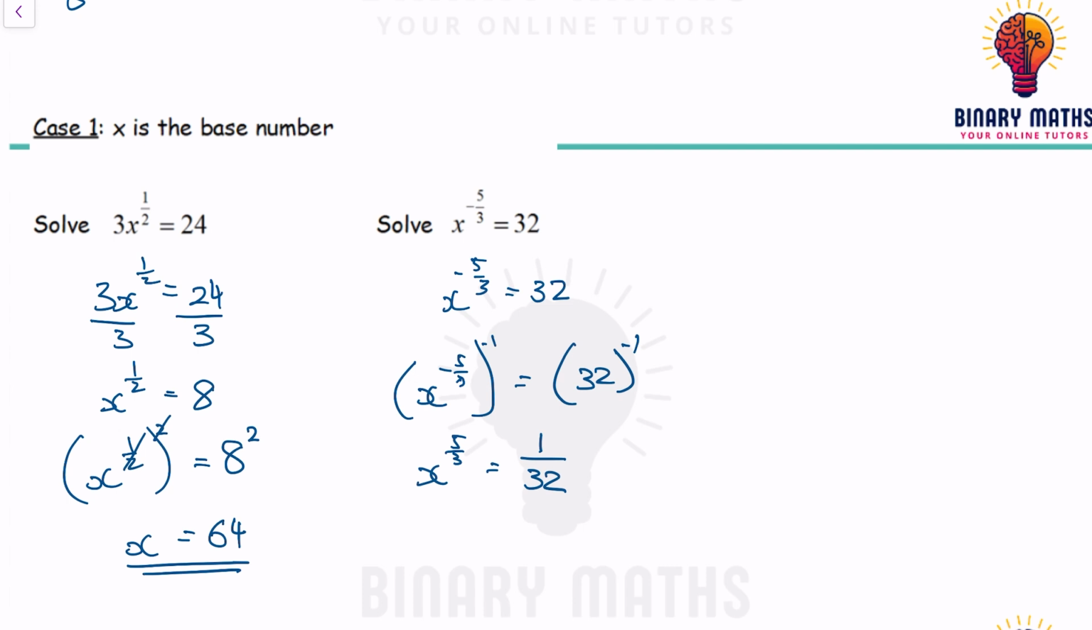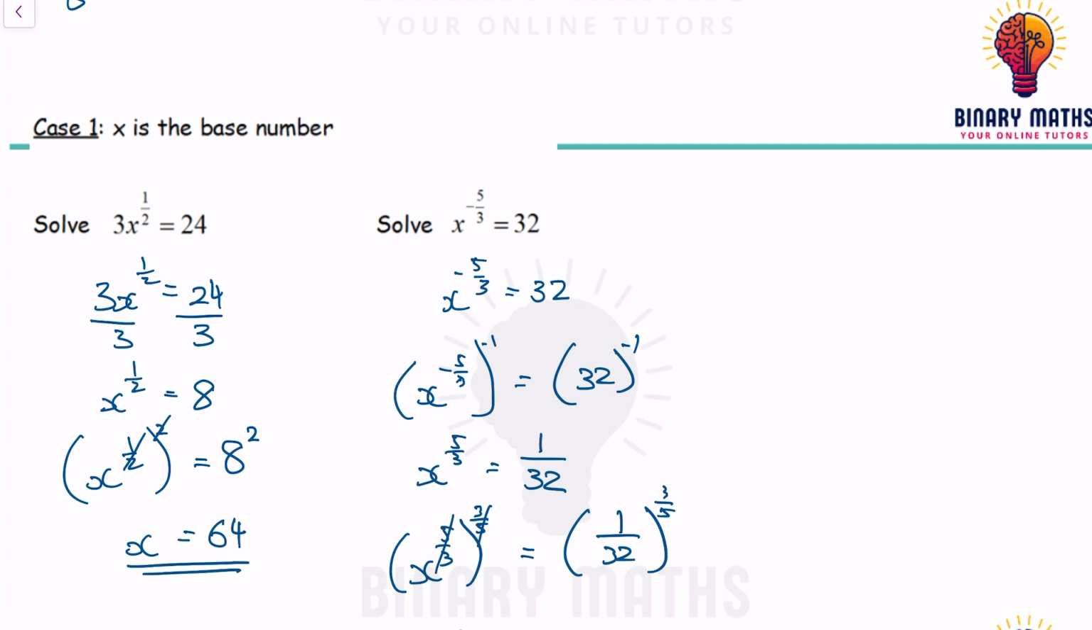Now I want to get rid of this 5 over 3 in the index. In order to get rid of that, I need to raise x to the power of 5 over 3 to its reciprocal, which is 3 over 5. So flip the fraction over. Because I've raised it to the power of 3 over 5 on the left-hand side, I need to do the same thing on the right-hand side. So the whole point of doing this is getting rid of these indices. So I'm left with x on this side.